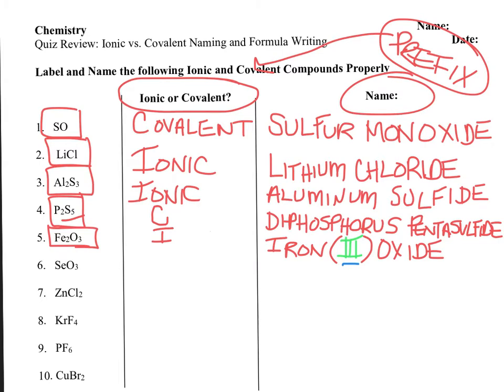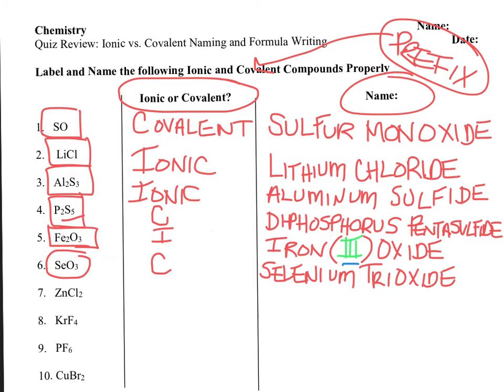Sweet. Next up, we have SeO3. So we have selenium and oxygen. Selenium we're going to consider a nonmetal because it's on the right side of the stair step, and oxygen is a nonmetal, so these must be covalent. For covalent, we're going to use prefixes, so we're going to just write the name, selenium, however you pronounce it, and then 3 oxygens are going to be trioxide.